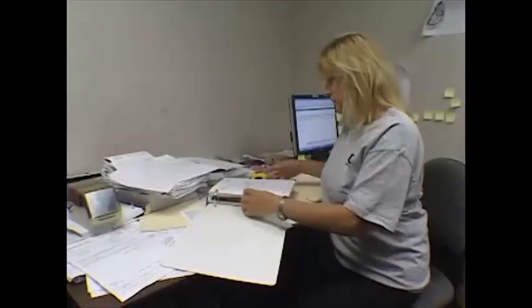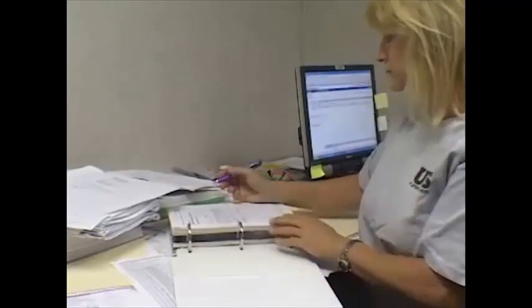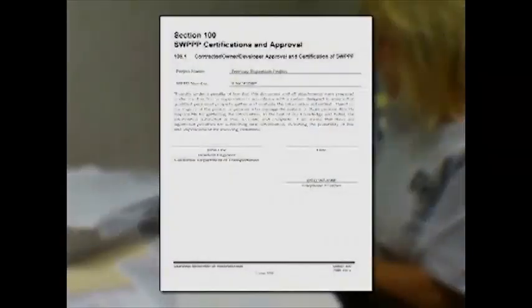Upon completion of the SWPPP, the contractor signs and certifies the SWPPP. The initial SWPPP certification form includes the project name and the Caltrans contract number. This form is submitted to the resident engineer for review and approval.